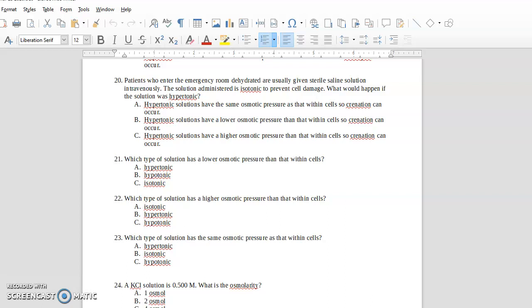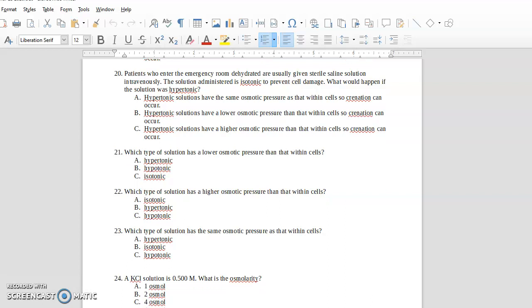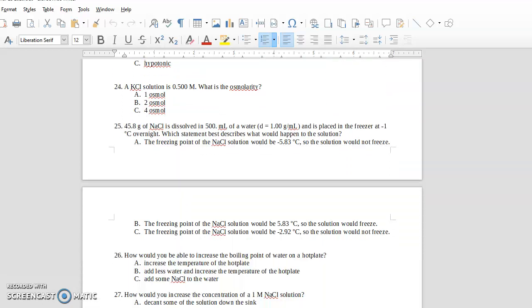Number 21. Which type of solution has a lower osmotic pressure than within the cells? And that is B, a hypotonic solution. Which solution has a higher osmotic pressure than within the cells? And for 22, the answer is hypertonic. Which solution has the same osmotic pressure as within cells? And that is isotonic. Continuing on, 24, we have a potassium chloride solution that is 0.5 molar. What's the osmolarity? And the answer to that would be A. It would be 1 osmol.